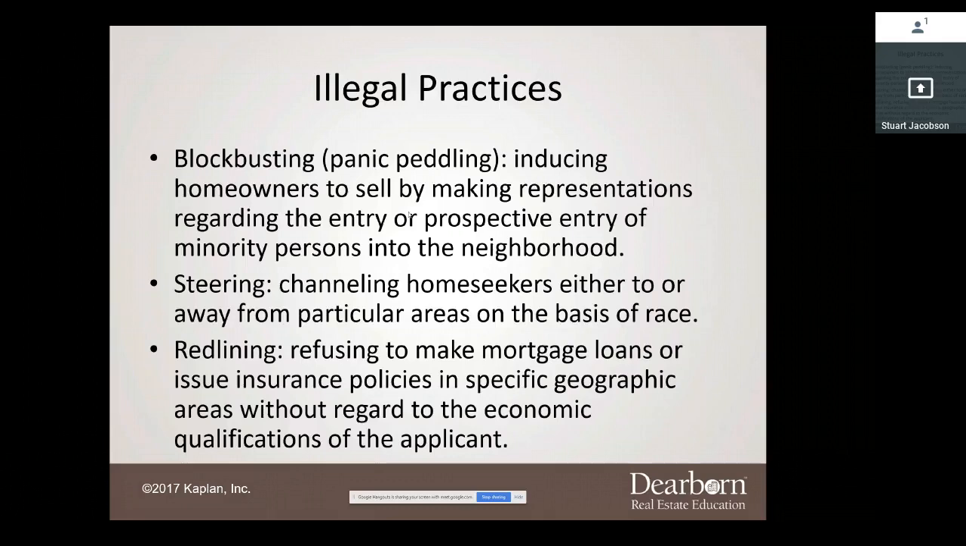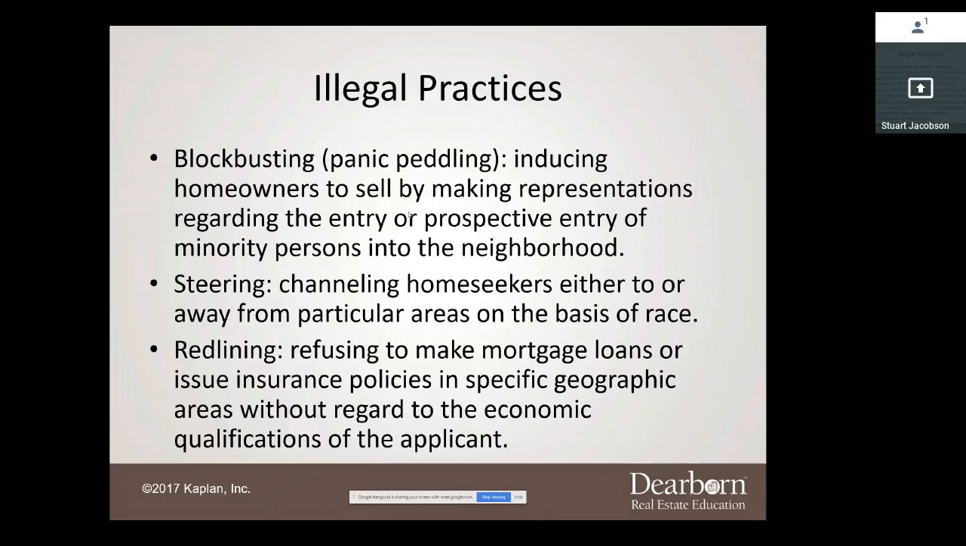Next one is redlining. Refusing to make mortgage loans or issue insurance in specific geographic areas without regard to the qualifications of the applicant. Now, let me explain this a little bit more. Redlining was an old practice that was legal at one point, as were Jim Crow laws, things like that.